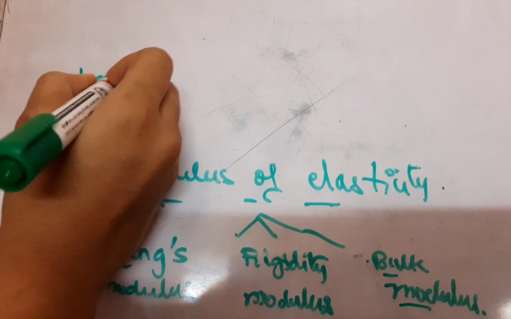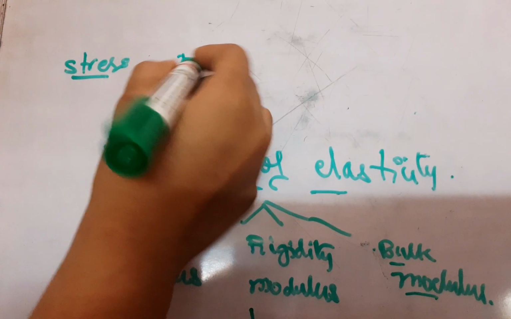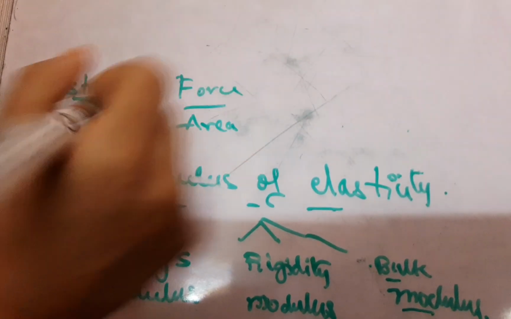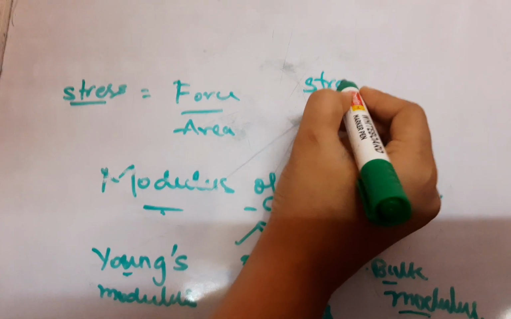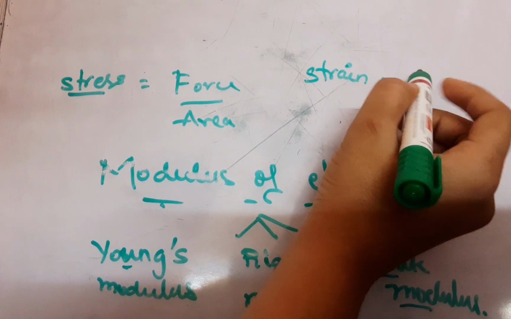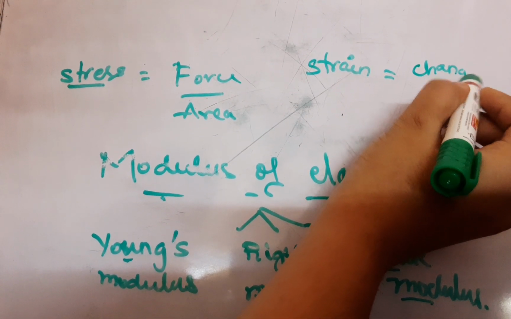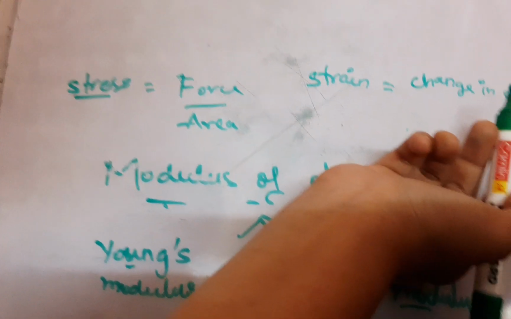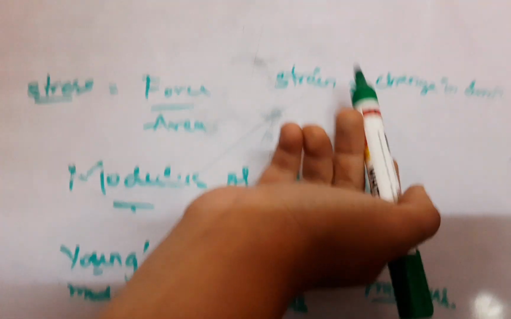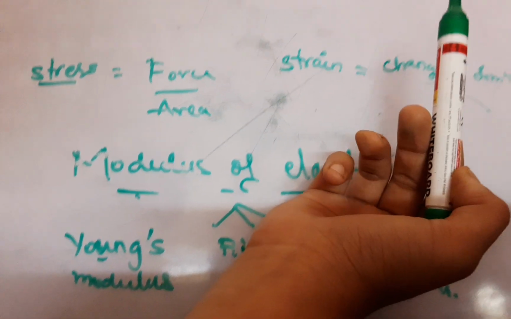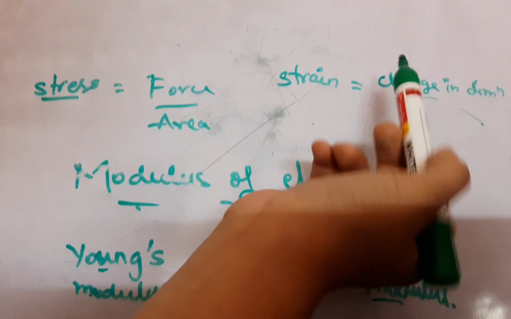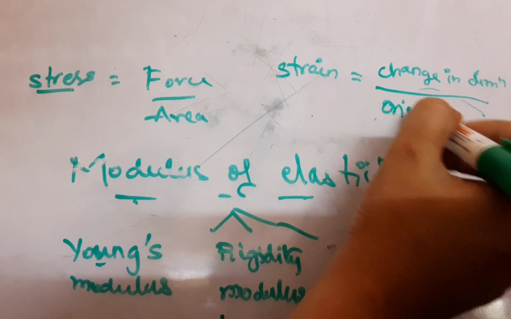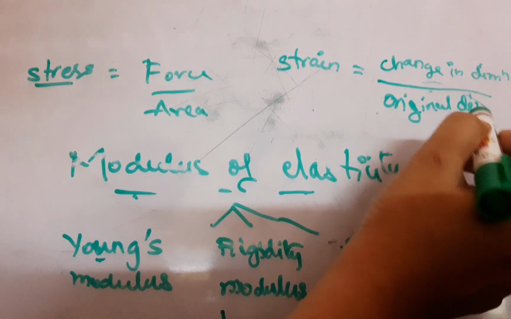I already told you in the last class, stress is similar to pressure. It is nothing but force upon unit area. And what is strain? Strain is change in dimension, because when you consider the dimension to be length, you consider change in length. When you consider the dimension to be volume, you write change in volume. When you consider the dimension to be area, you consider change in area. So strain is change in dimension upon original dimension.